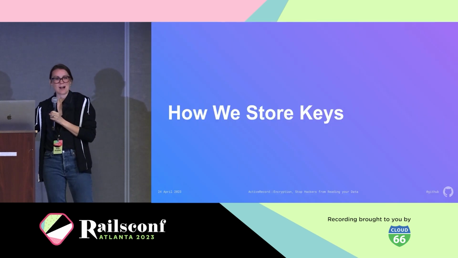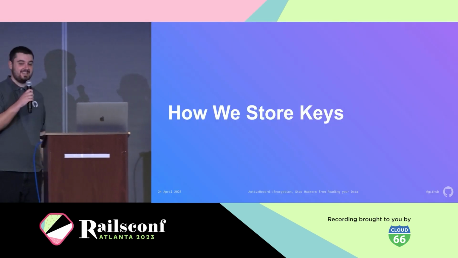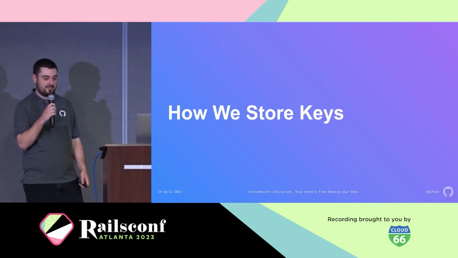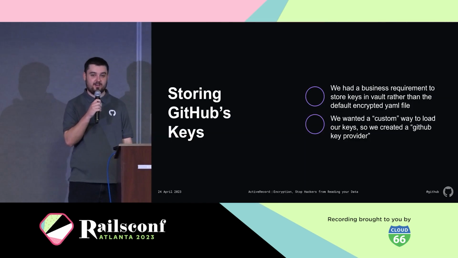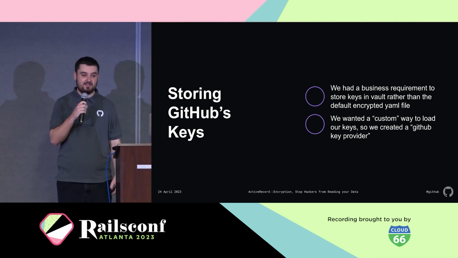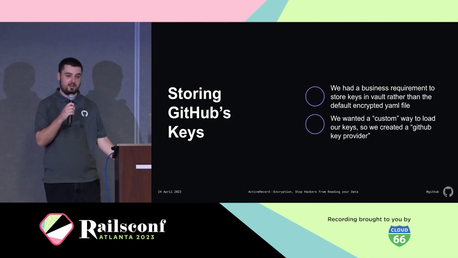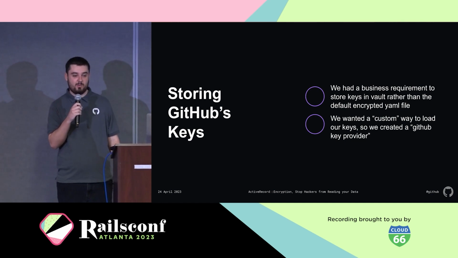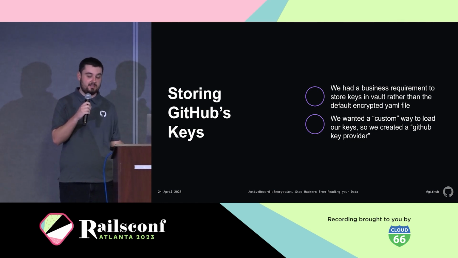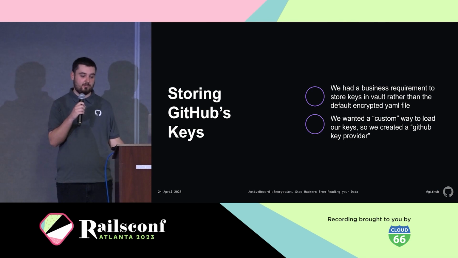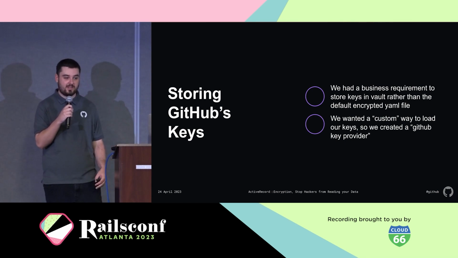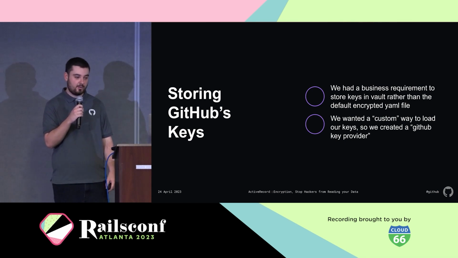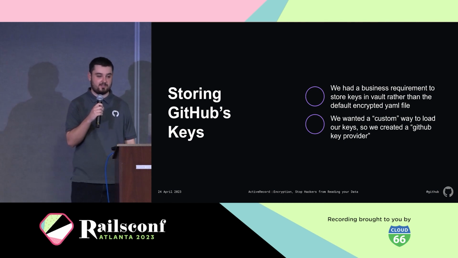Matt's gonna tell you a bit about how we store our keys. Thank you, Kylie. So yeah, we at GitHub have a business requirement to store our keys in our secure vault. And so this means when we generate a key, we need to store it in the secure vault rather than the default encrypted YAML file for Rails. And we wanted to do this in a way that we can easily read these keys from Vault during runtime without the developers needing to specify where to find the key in Vault. And so through this, we were able to create what was called a custom key provider.